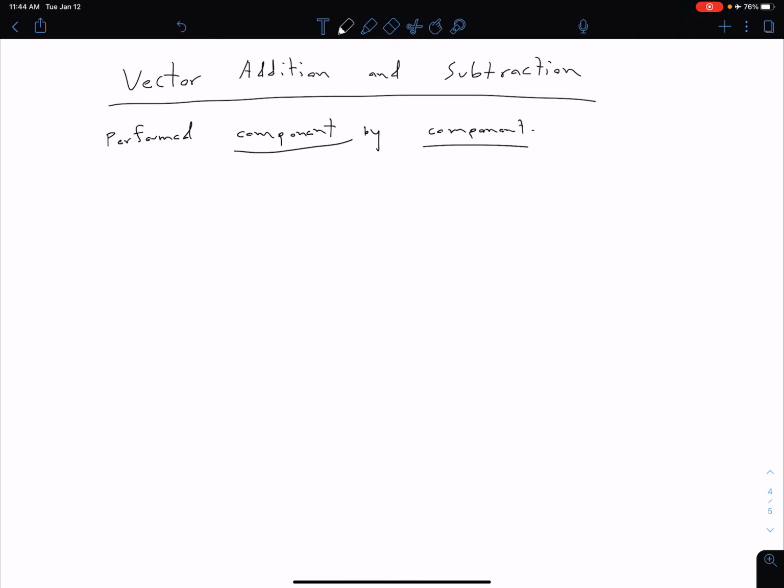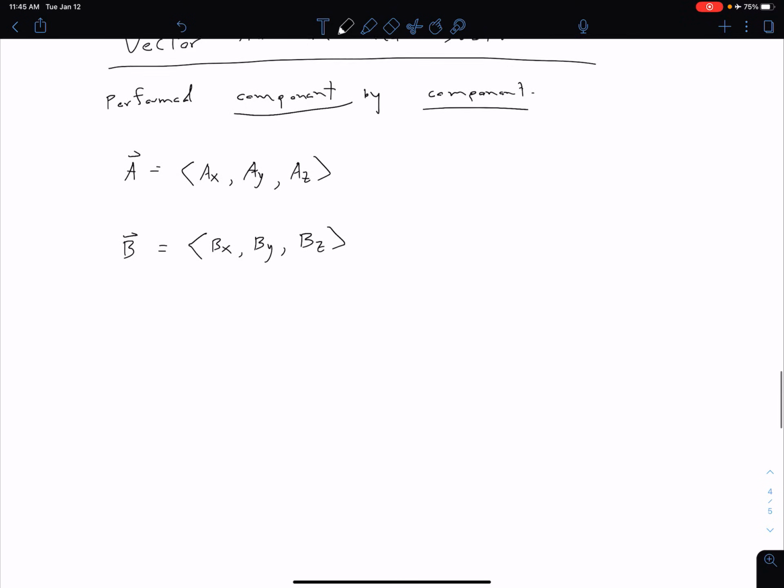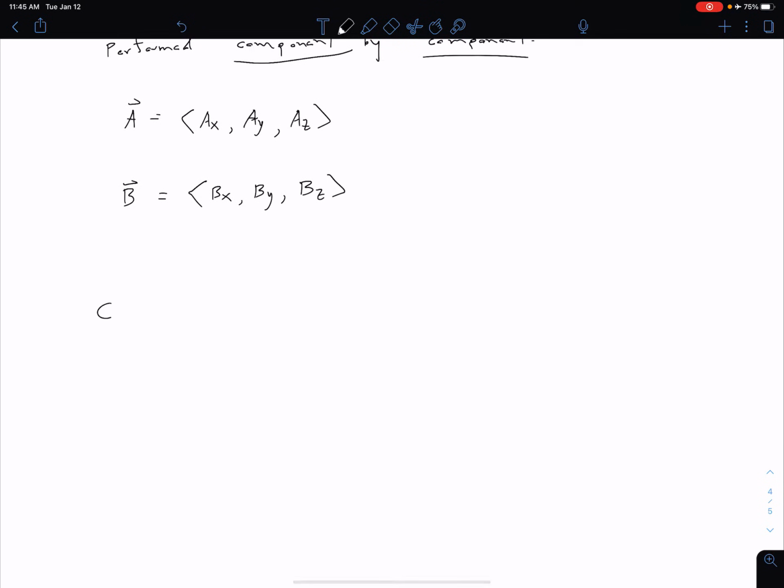In order to illustrate that a little clearer, let's consider two vectors. Let's consider vector A, which has an ax component in the x direction, an ay component in the y direction, and an az component in our z direction, and a second vector B, which has bx in our x direction, by in our y direction, and bz in our z direction. Notice again I'm using angle brackets as opposed to the parentheses that are used in the book. Let's say we want to find some vector C, which is equal to the addition of A and B.